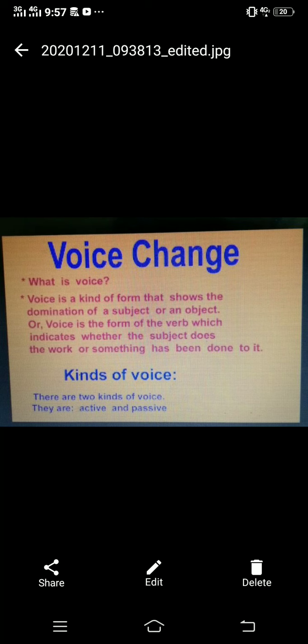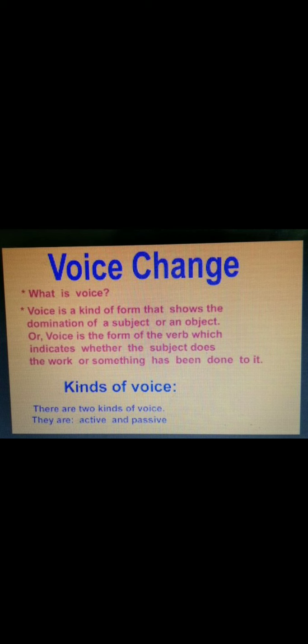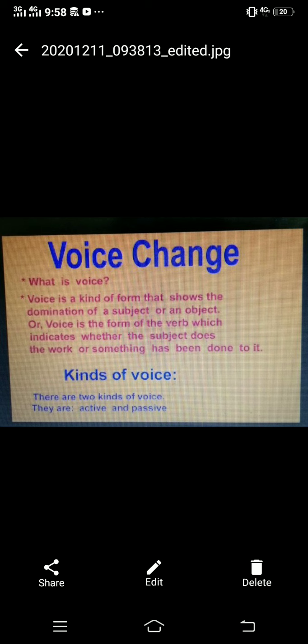Students, today's topic is the passive voice of past indefinite tense. We are going to discuss active and passive voice of past indefinite tense. Last time we discussed simple past or past indefinite, the active voice. Today is the turn of passive voice. For this, first of all, we will see what voice change is, after that its kinds, then its formula, structure and its sentences.